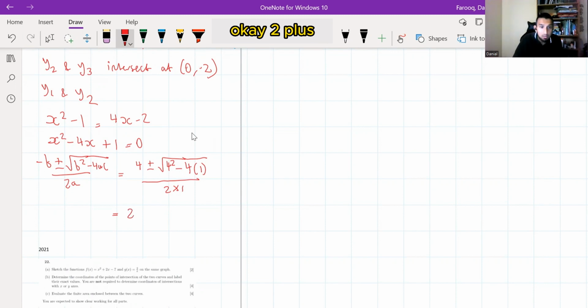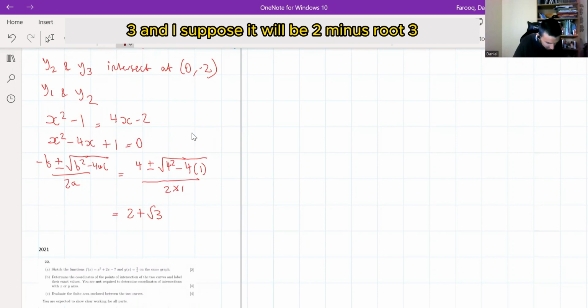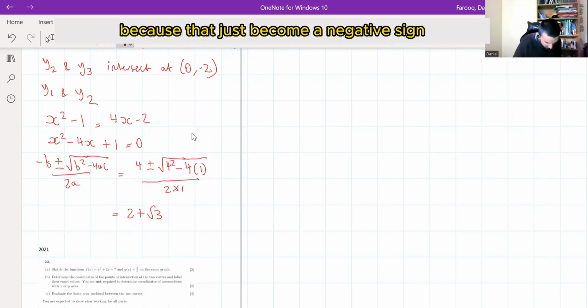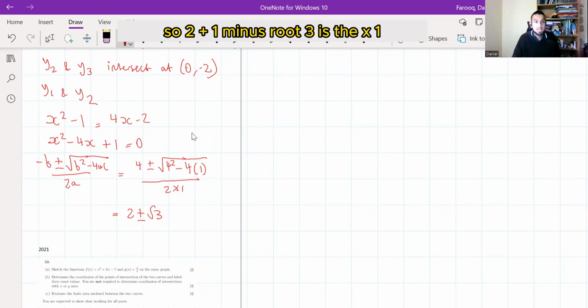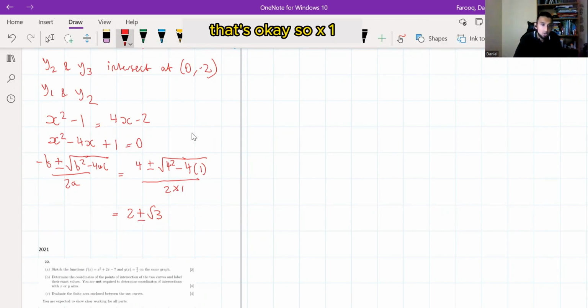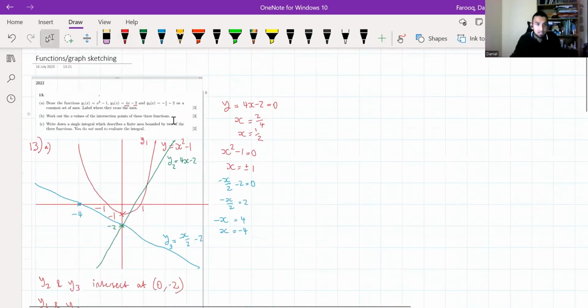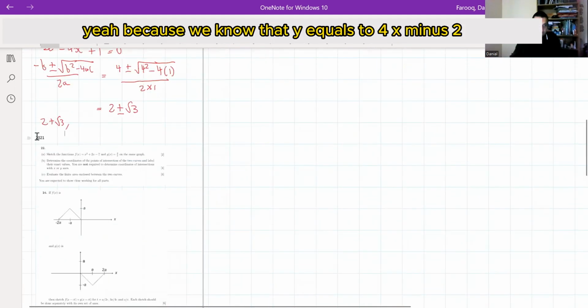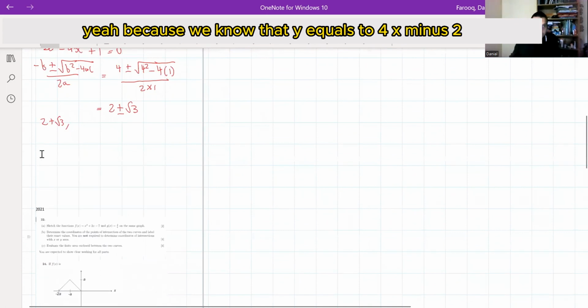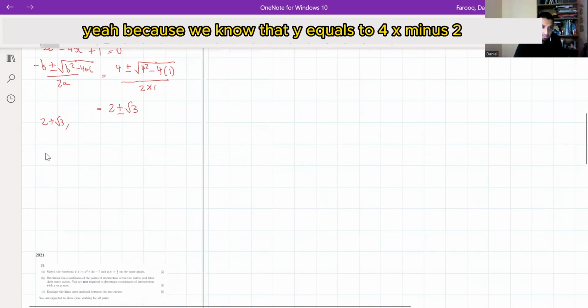Okay, 2 plus root 3, and I suppose the other will be 2 minus root 3, because that would just become a negative sign. So 2 plus or minus root 3 gives the x coordinates. So x1, the first coordinate, will be 2 plus root 3, and then the y value will be 4 times that, minus 2.